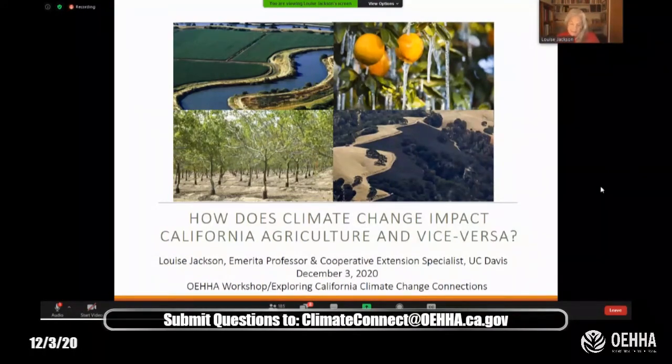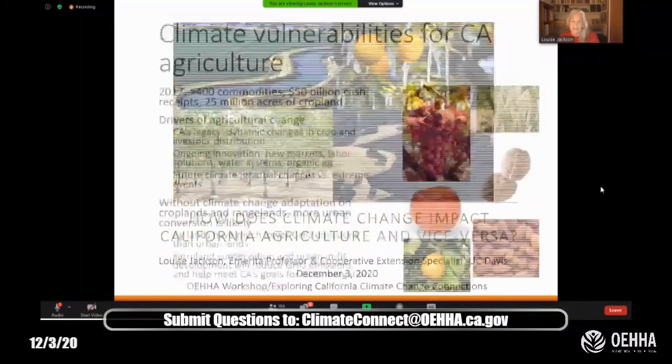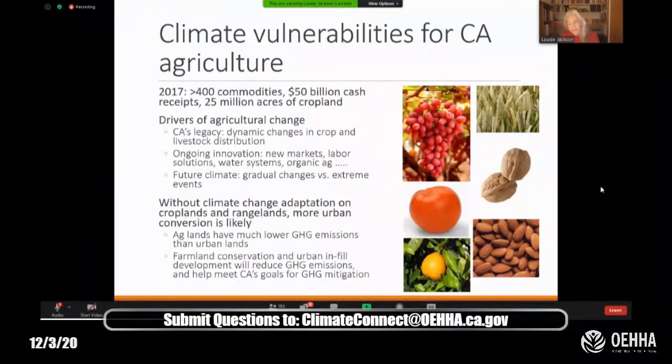And I'm going to start by just briefly discussing some of the climate vulnerabilities, not the detailed climate portrayals that we've seen, but just mention that California produces 400 commodities, $50 billion of cash receipts, 25 million acres of cropland, and more if we consider grazing lands. And in terms of drivers of agricultural change, California's legacy really is that there have been many dynamic changes in crop and livestock distribution through the state through time. And that's a lot because there's ongoing innovation going on all the time.